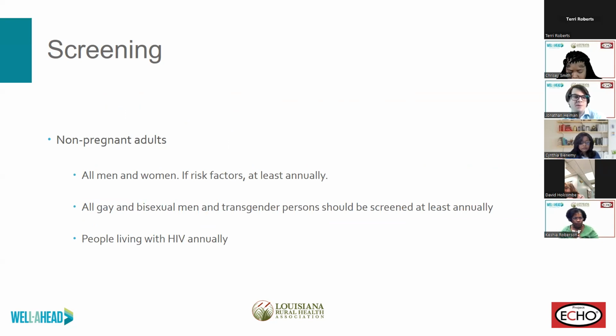Okay, so screening for non-pregnant adults: annually for all men and women if there are risk factors. All gay, bisexual, and transgender persons should be screened annually, and also annual screening for people with HIV. Now, the Louisiana Department of Health, I believe it was last spring, came out with some updated guidelines and said, look, we're seeing so much more syphilis. They didn't give any hard and fast rules, but essentially said we need to do more screening. Next slide, please.